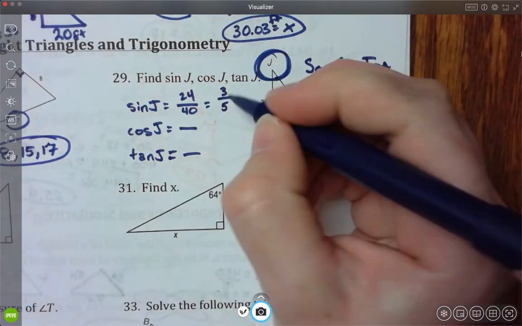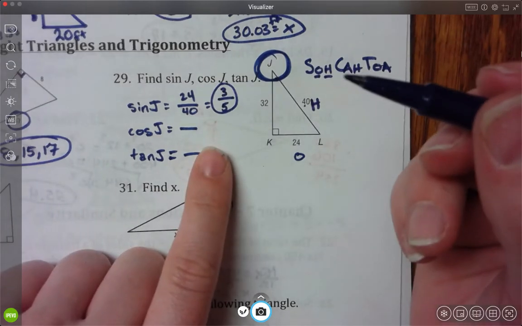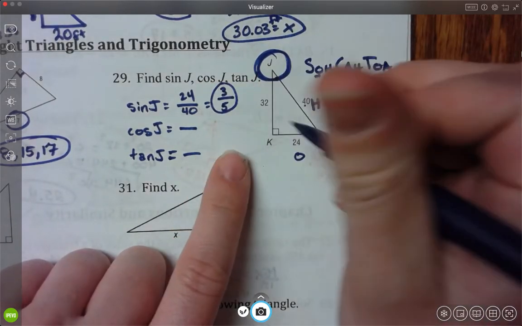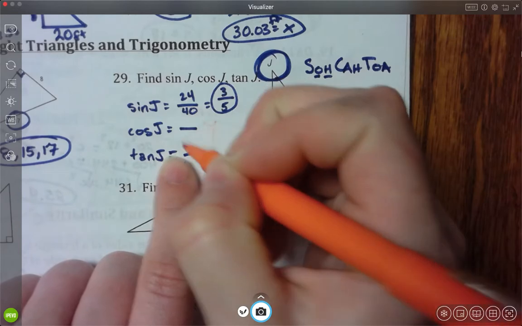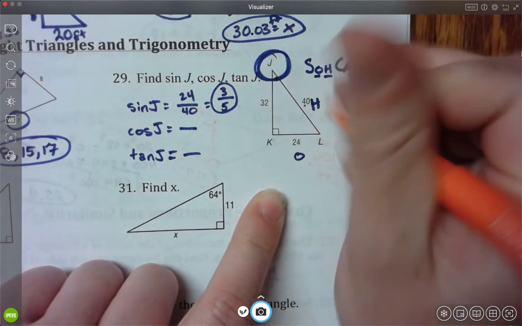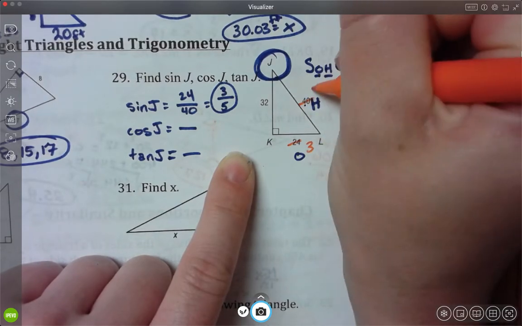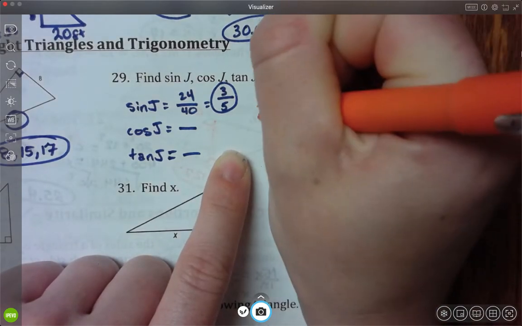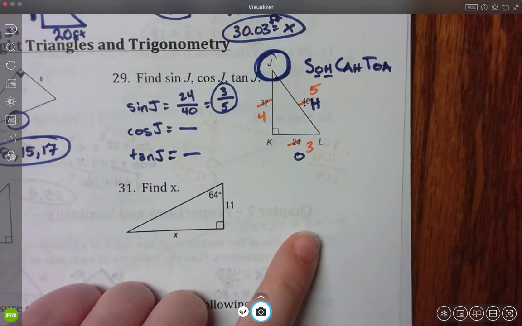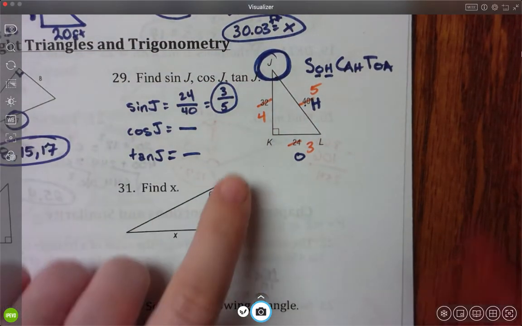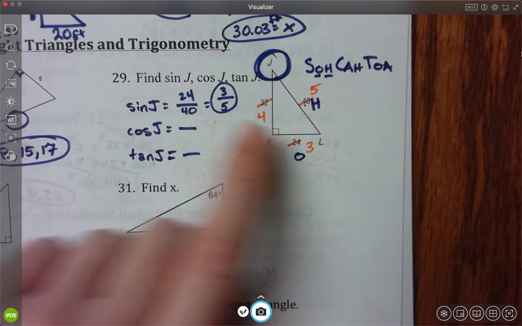Okay, now, since I reduced that really nicely, what I'm going to do over here is, to make these two go faster, I'm going to go ahead and reduce these guys here. I'm going to divide everything by 8. So 24 divided by 8 is 3, 40 divided by 8 is 5, 32 divided by 8 is 4. This is a 3, 4, 5 triangle, just like I just got done talking about. Okay? So reducing them over here will make it so I don't have to reduce these last two.